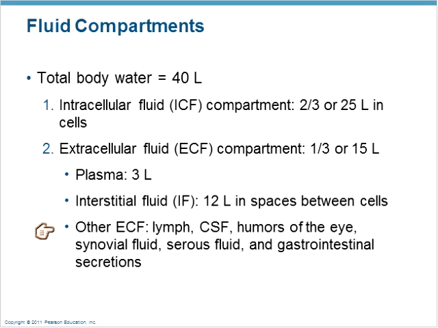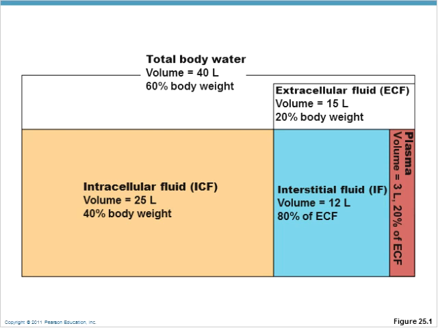And the other extracellular fluid is within the lymph and the cerebrospinal fluid, the vitreous and aqueous humors of the eye, the synovial fluids of the joints, the serous fluids between the serous membranes of the pulmonary, the peritoneal and the pericardial sacs, and then we have gastrointestinal secretions that aid in the process of food breakdown, digestion, and absorption. We look at total body water.